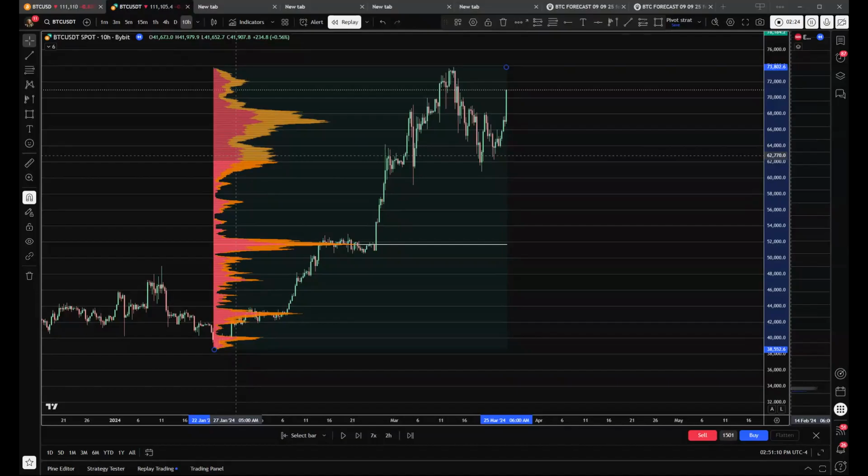But anyway, these are places where the most business has been done, and price is attracted to the big volume zones. These also correlate with orders in the order book, so you don't even have to look at the order book. This is free on TradingView.